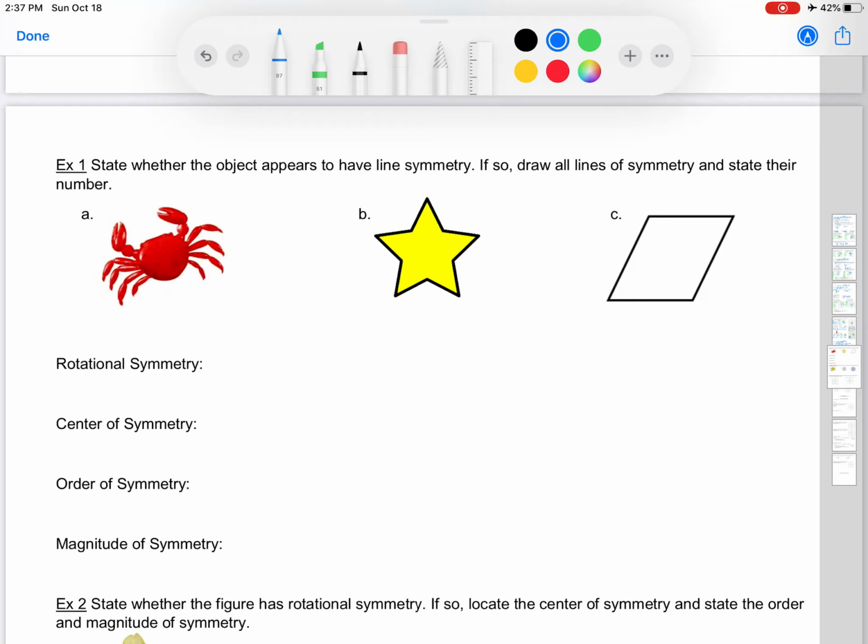So this is kind of like when you were in kindergarten and you would fold a piece of paper in half before you would cut out your heart so that you would ensure that they were in fact symmetrical on both sides, that both sides looked the same. So for example 1, it states whether the objects appear to have line symmetry, and if so, to draw the lines of symmetry and state their number. So go ahead and pause the video and complete example 1A, B, and C. So on example 1A, I see one line of symmetry straight down the middle of my crab.